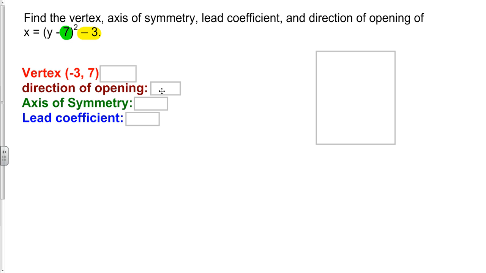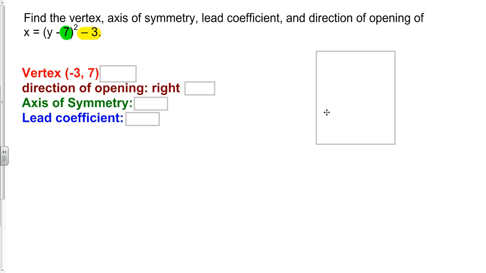The direction of opening in a graph like this is going to be either left or right, not up or down, because it's defined for x. Since the lead coefficient, there isn't one, which means that it is implied to be a positive 1. Any positive number is going to open to the right.